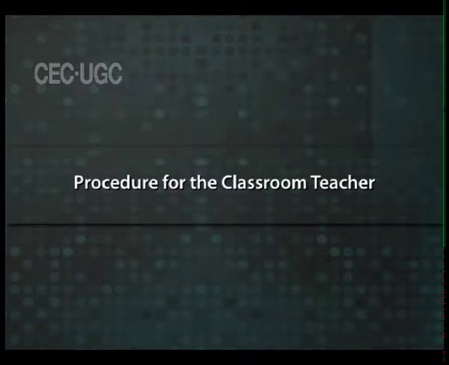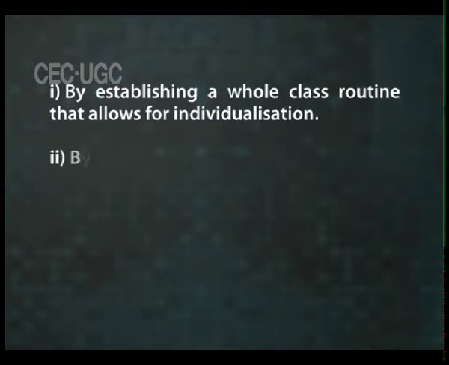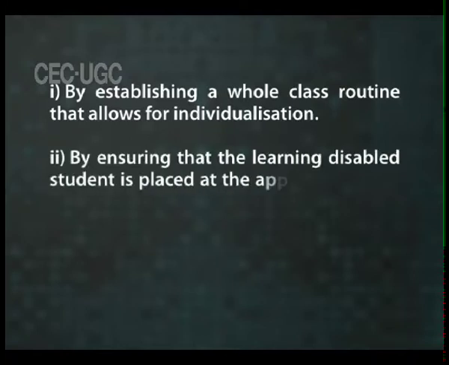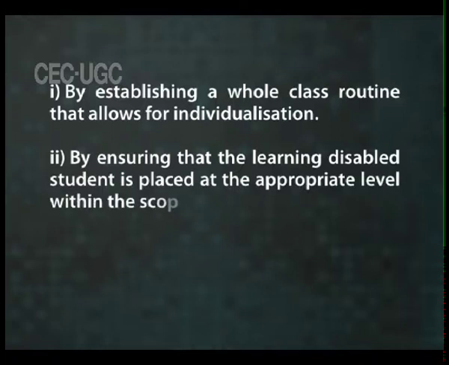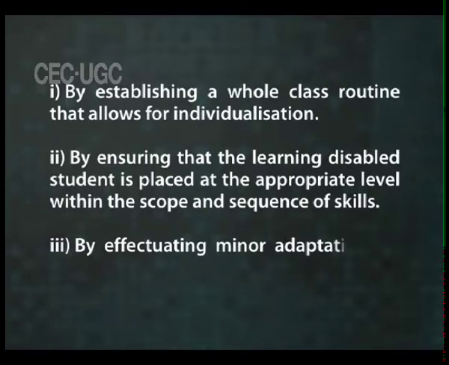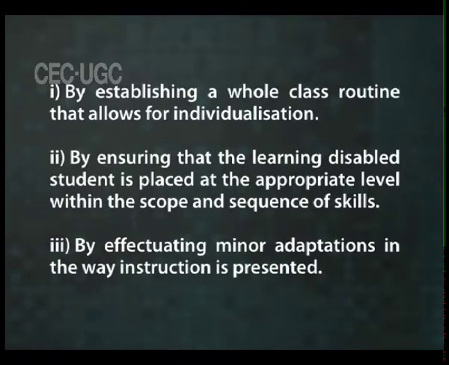Procedure for the classroom teacher. The classroom teacher can assist the learning disabled students in mathematics learning in at least 3 ways: by establishing a whole class routine that allows for individualization, by ensuring that the learning disabled student is placed at the appropriate level within the scope and sequence of skills, and by effecting minor adaptations in the way instruction is presented.